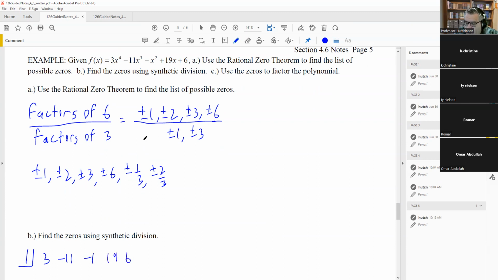Keep in mind also that if there is a power missing, you do have to put a placekeeper in there, put a 0. This one, we don't have to do that.